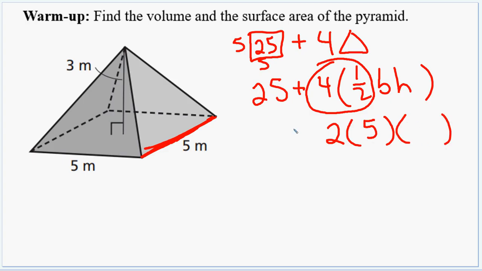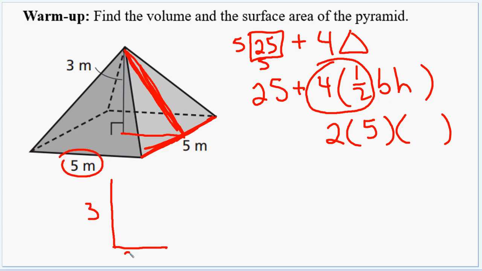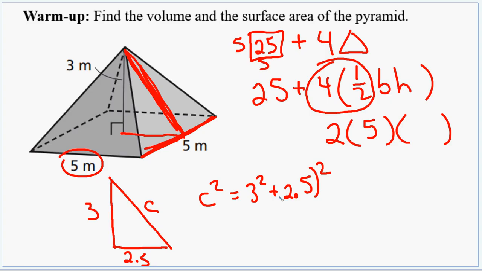And now we need to find the height. So that's this slant height running up the pyramid. So it looks like we're going to have to break this off and make a right triangle. Our height here is 3. The base of this would be 1/2 of 5, or 2.5. And then our hypotenuse, let's just call it c. So we need c squared equals 3 squared plus 2.5 squared.